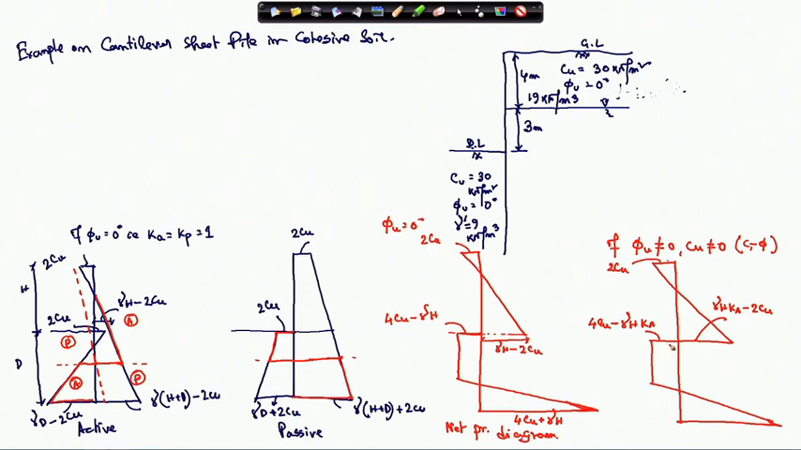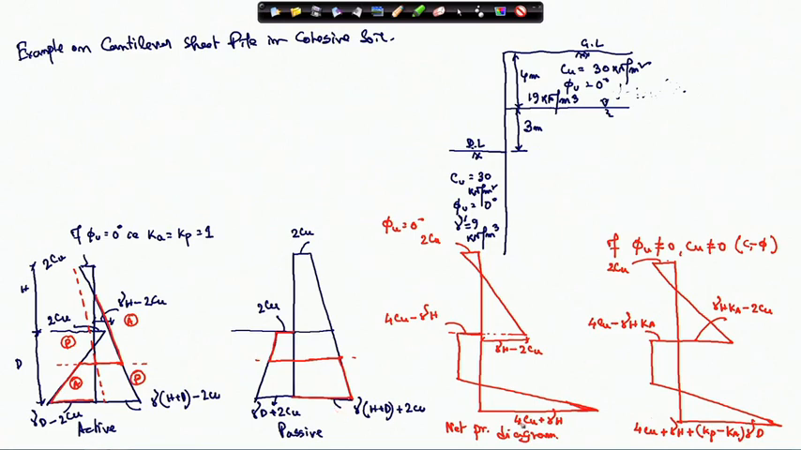So, Kp will not be there, because here in the passive case the Q value is 0, and because in passive the Q starts from here, and here your value would be this point: 4 Cu plus gamma h plus (Kp minus Ka) into gamma d. Okay. So, if Kp equals Ka equals 1, then this part will be 0, because that is the case.